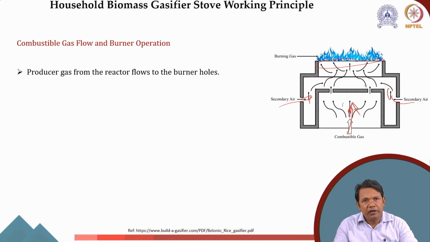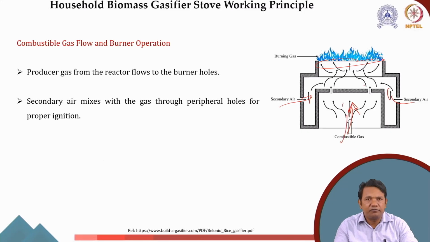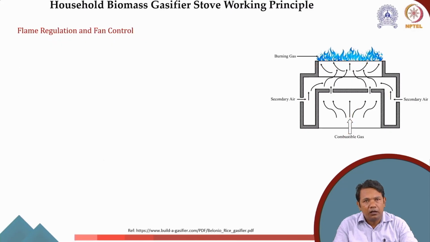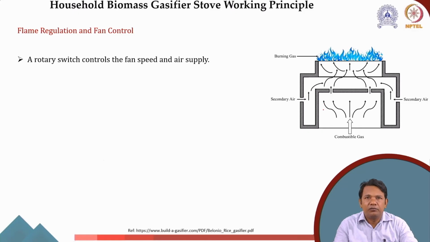So if we look at the combustible gas flow and the burner operation, the combustible gases flow from downward to the upward to the burner holes, and secondary air mixes with the gas through the peripheral holes for proper ignition, and when you burn it, a luminous blue flame is ignited. Now in this also you need to control the air, because that will actually define your flame.